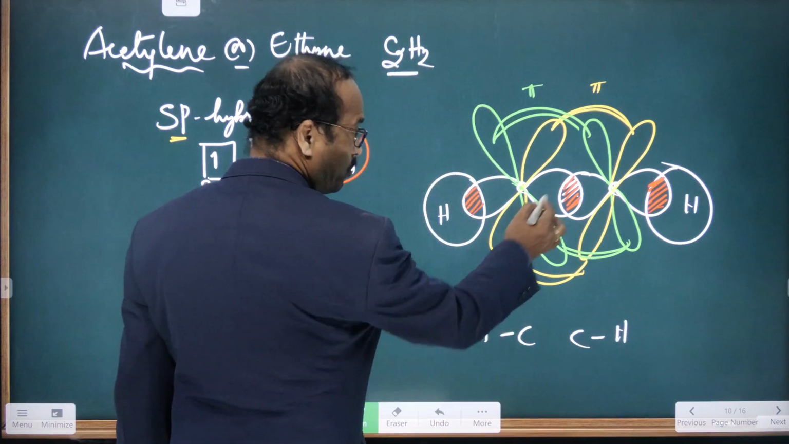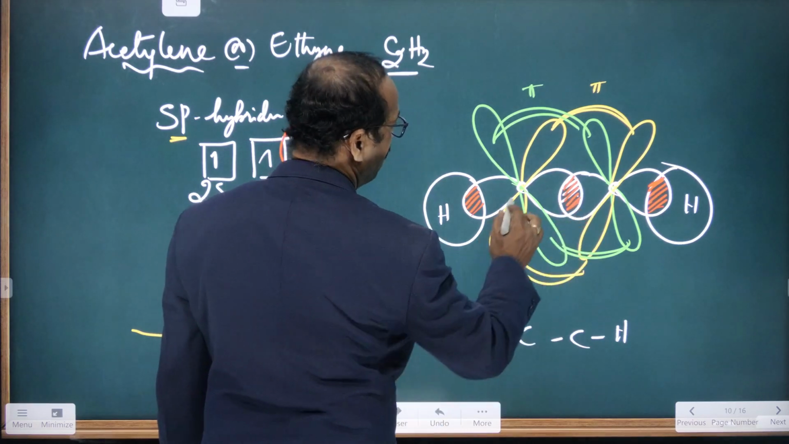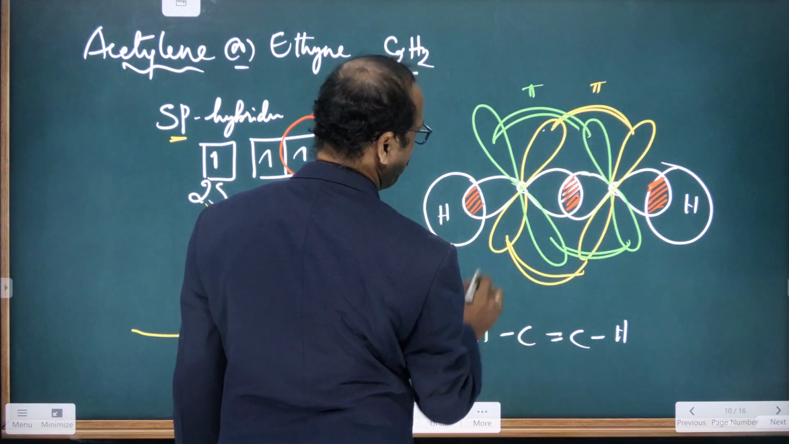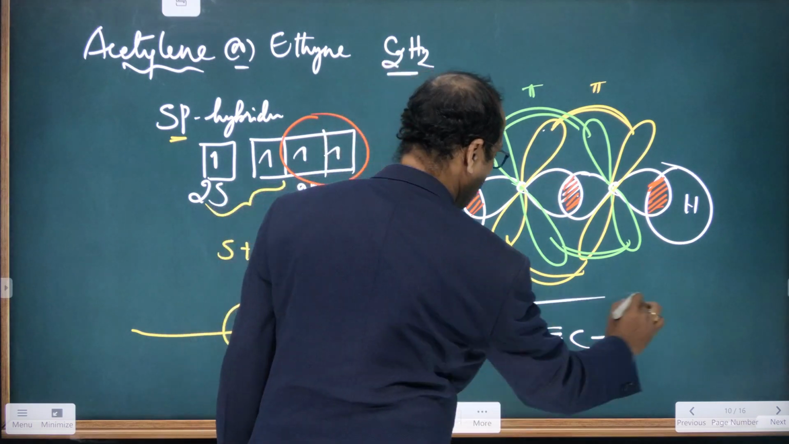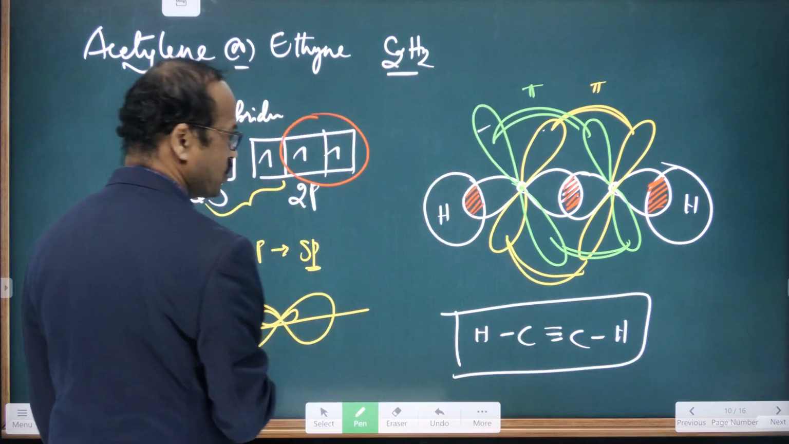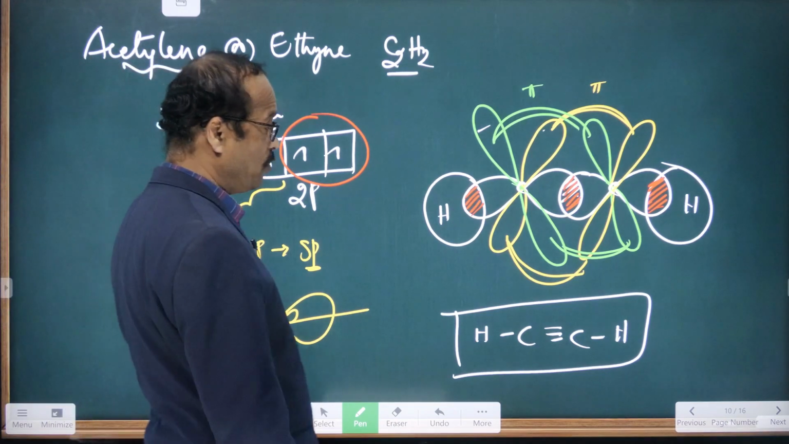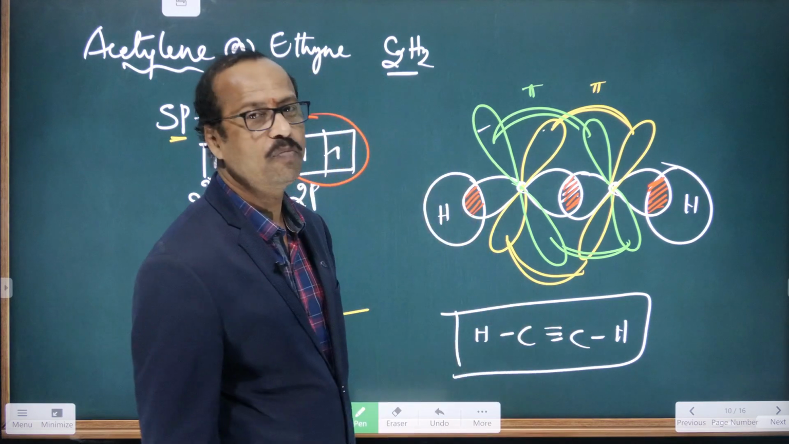Now here between these 2 carbons there is 1 sigma bond. And between the 2 yellow colors, 1 pi bond. And between the 2 green colors, 1 more pi bond. That's all. So this is the structure of ethyne or acetylene. So total number of bonds, how many? 1, 2, 3, 4, 5. Total number of bonds are 5.